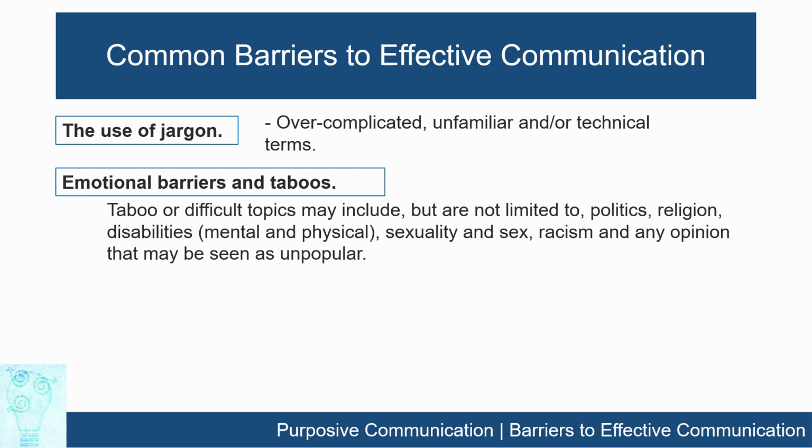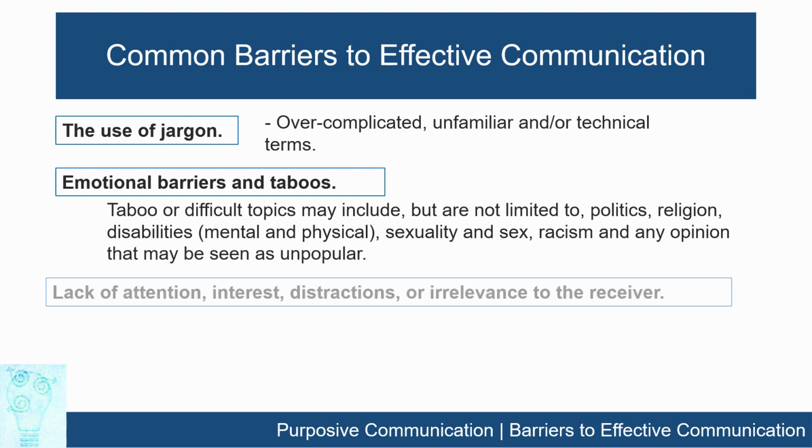Others, some topics may be completely off limits or taboo. For example, in our culture, we cannot really discuss sex in our family. So that is a taboo in our culture. That's also a communication barrier. Taboos or difficult topics may include, but are not limited to, politics, religion, disabilities like mental and physical, sexuality and sex, racism, and any opinion that may seem unpopular.